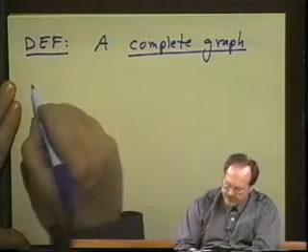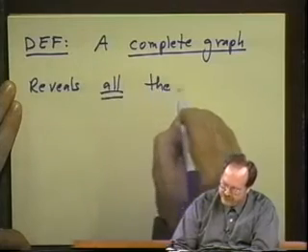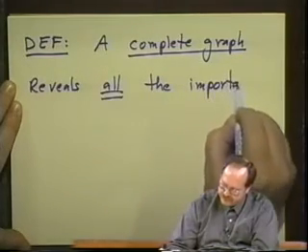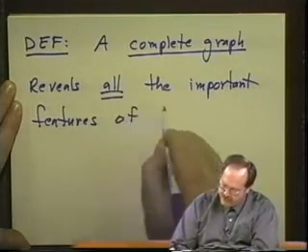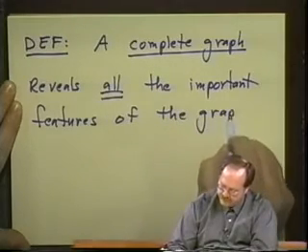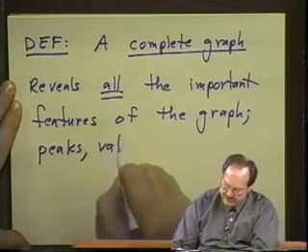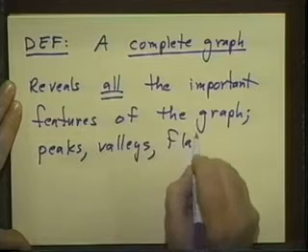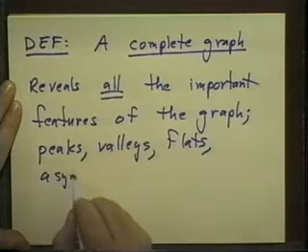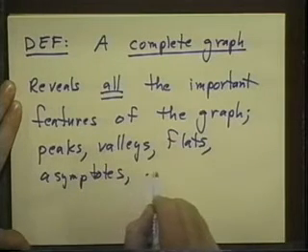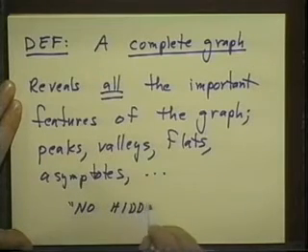So a complete graph reveals all the important features of the graph. For example, peaks, valleys, flats, where the curve goes horizontal, and then other words you may know, asymptotes, etc. In short, there should be no hidden behavior.